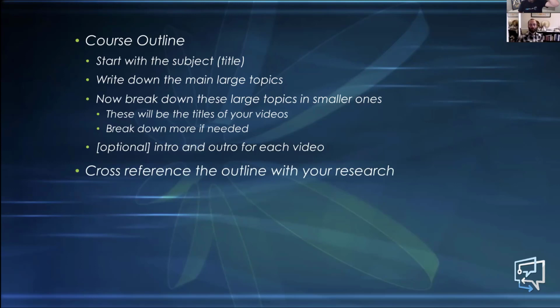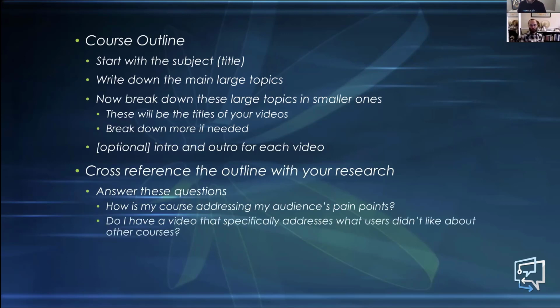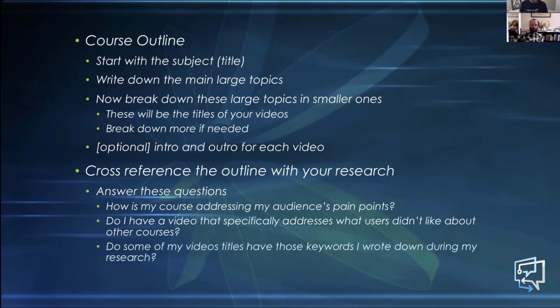And then the other thing is a cross-reference. Once you're done with your outline, cross-reference your outline with your research and try to answer these questions. Is my course addressing my audience's pain points, right? So go back and say, do I have a video that specifically addresses the audience's main pain point, or what people liked about those tutorials that are out there? And then, do some of my video titles have the same keywords that I found, right? This is very important, because if you want to be found by Google later on in searches, that plays a huge role. So make sure to write in your title, in your description, in the name of your videos, as many of those keywords as possible.